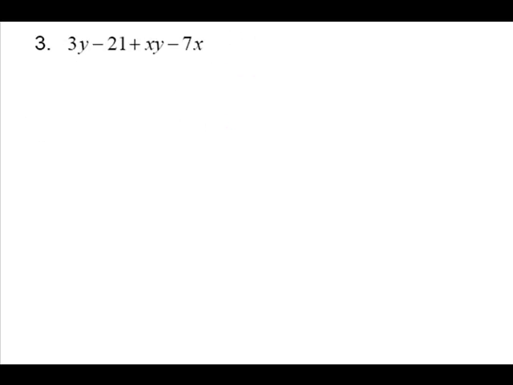Problem 3. First of all, we check, and there is no GCF. Step 2, look and see how many terms. This problem has 4 terms, so we're going to break it into groups. We're going to make 2 groups. A group here and a group here.